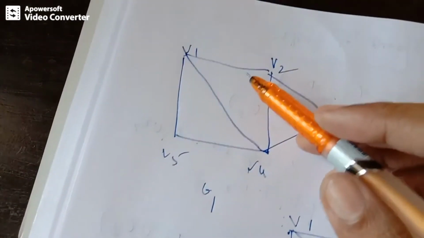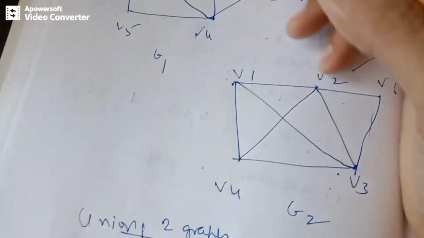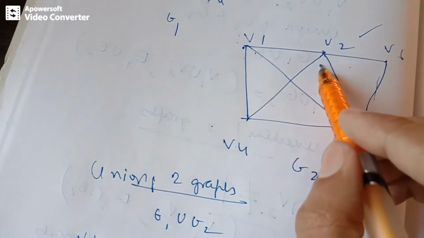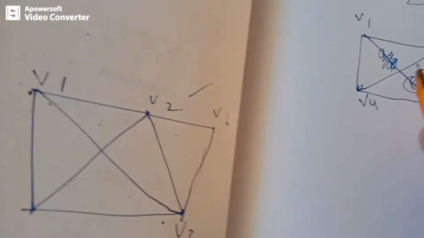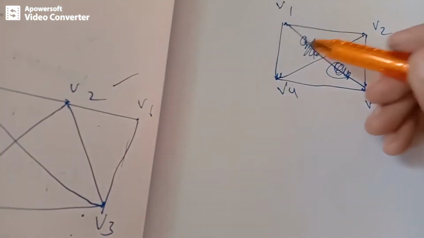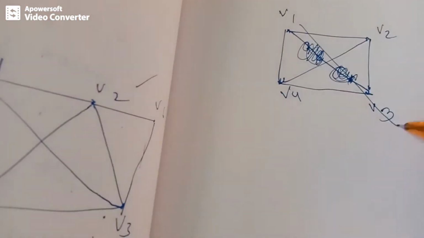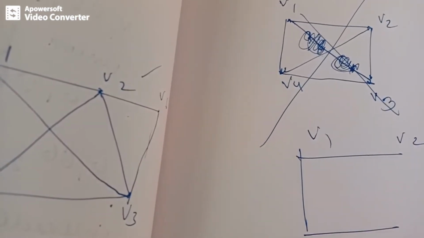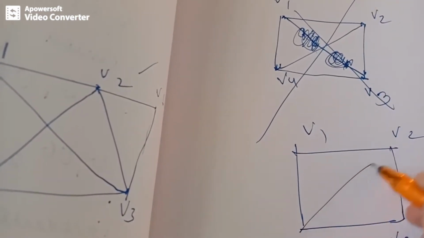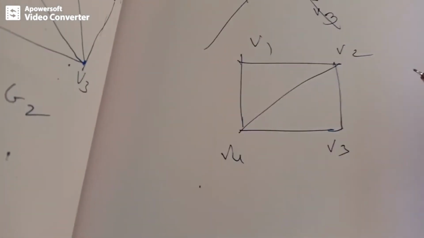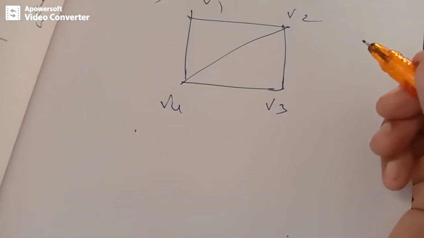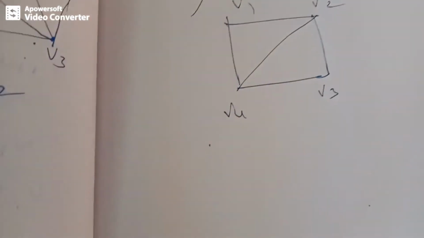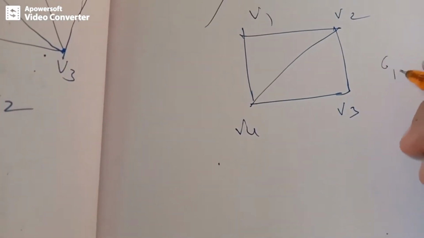For example, V1 to V2 there is an edge in this graph, as well as an edge in the graph G2, V1 to V2, right? So I have included only those common edges. So the graph looks like this. I will be rewriting it: V1, V2, V4, V3, and you have an edge from V2 to V4. Okay, so this is the intersection of the two graphs. This is G1 intersection G2.